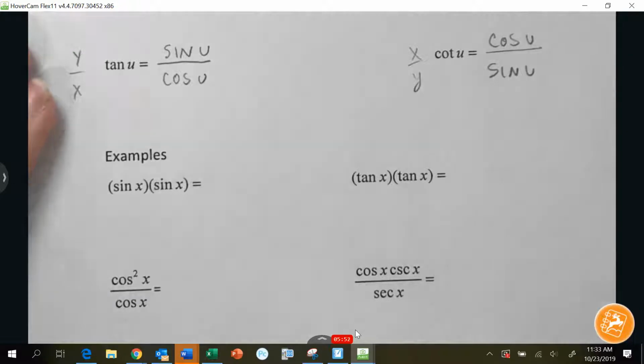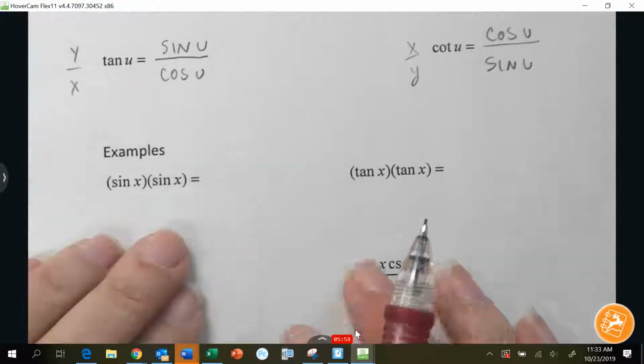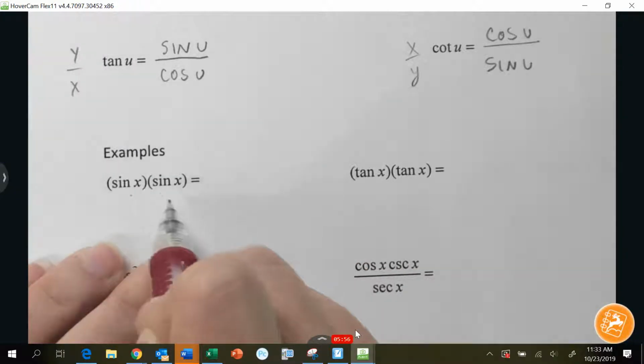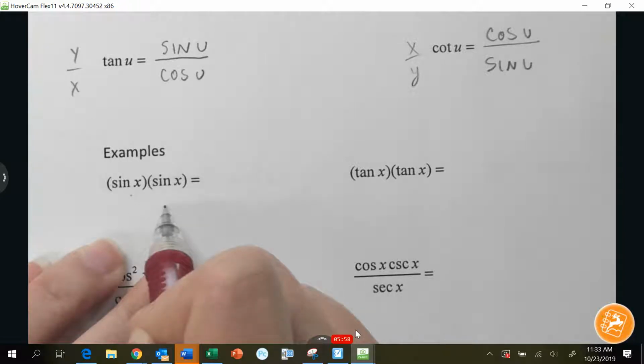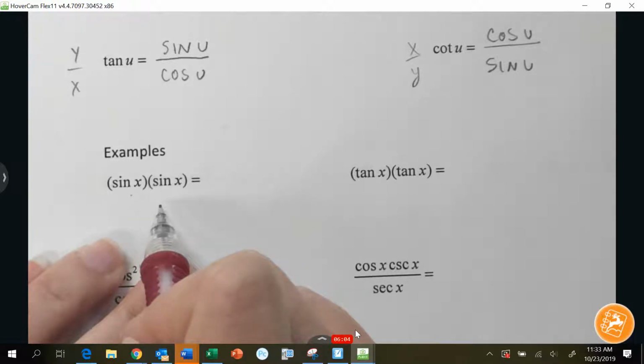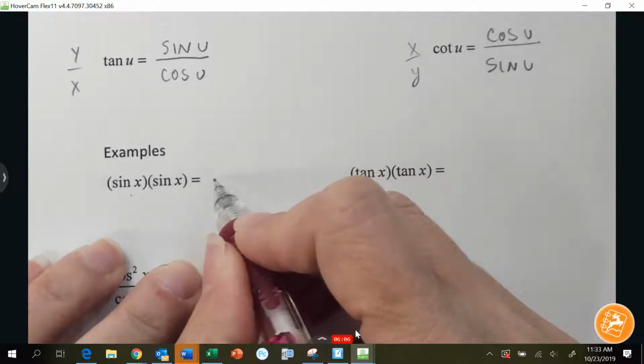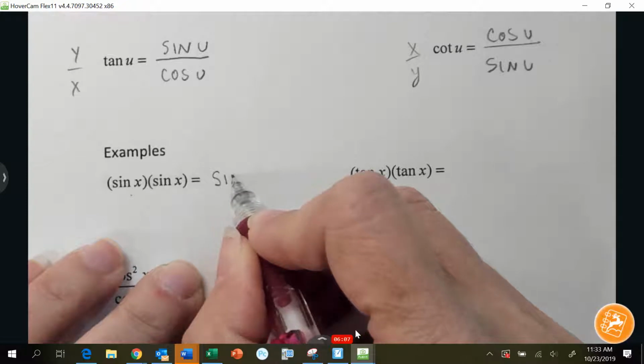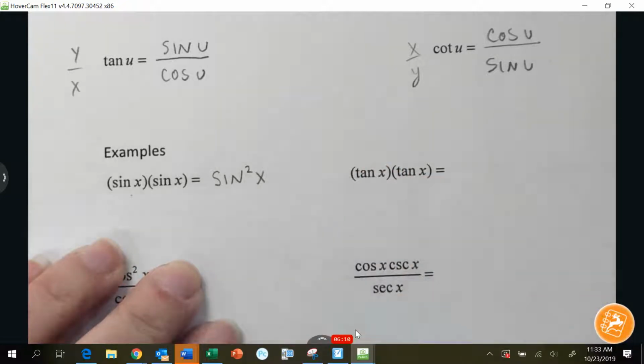There's some other things I wanted to show you, which is what happens if we multiply sine x times sine x. If we multiply those together, it is sine squared x. Okay? You are going to write it a little different than you might suspect. This is how you're going to write it. I'm going to show you why using actual numbers.